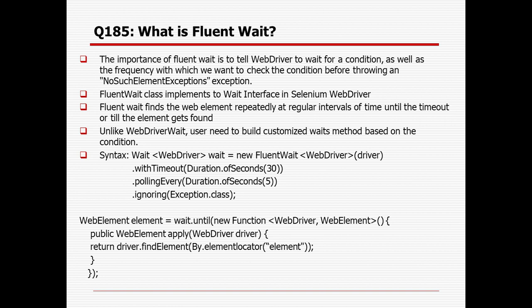Suppose we are giving the timeout as 60 seconds, and the frequency as 20 seconds, so every 20 seconds it will try to check whether that object is visible or the page is getting loaded or not. So it will check 3 times in total, right? 60 divided by 20. Okay, in case anything is visible in those 3 attempts, obviously your script will be executed and it will proceed to the next step.